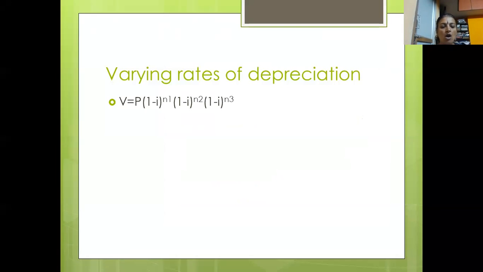Varying rate of depreciation. The formula is very memorable. You can easily remember this formula. V is equal to P(1 minus I) raised to the power of N1, once again (1 minus I) raised to the power of N2, once again (1 minus I) raised to the power of N3. Why is it so? Because we have varying rates, different rates of depreciation. What is the rate for the first 2 years? That will be written first. What will be the rate of depreciation for the next 2 years? That will be written. What will be the rate of depreciation for further years? Let it be different, and we have to take all those rates of depreciation.